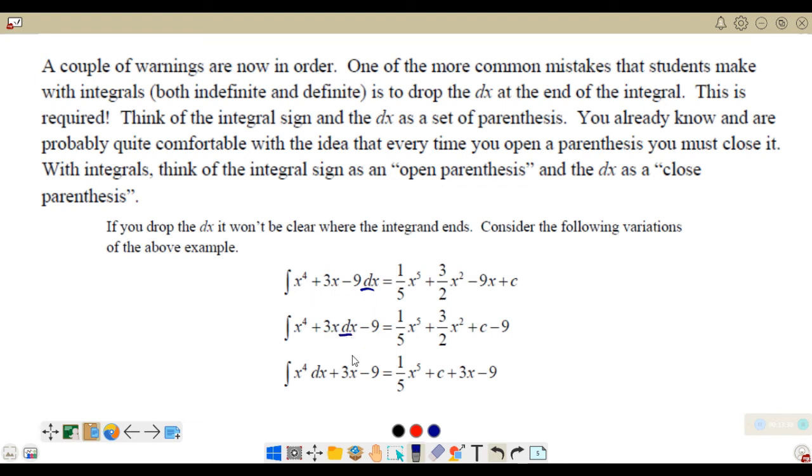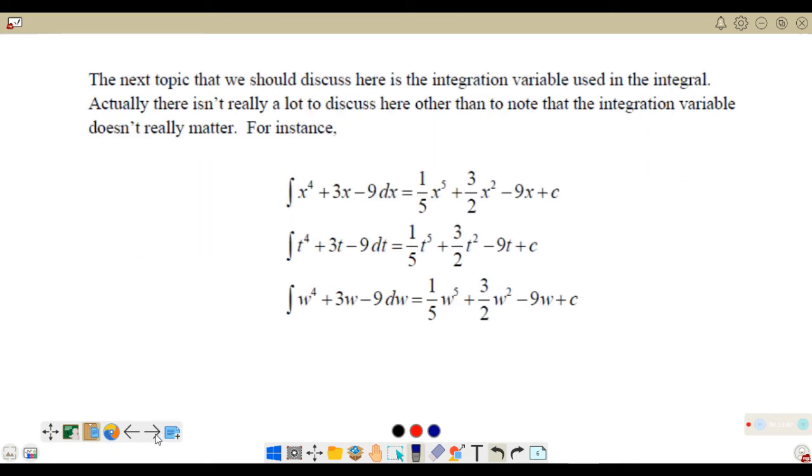Hindi siya pwedeng nasa gitna or nasa unahan kasi hindi mo alam kung saan titigil yung pag-i-integrate natin. So, you have to be careful with that. So, the next topic that we should discuss here is the integration variable. Again, na-discuss ko na siya kanina. You have to be uniform. So, if your variable being integrated is x, then you have to enclose your whole integral by the notation dx. If it is t, then notation dt at the end. If it is w, notation dw at the end.